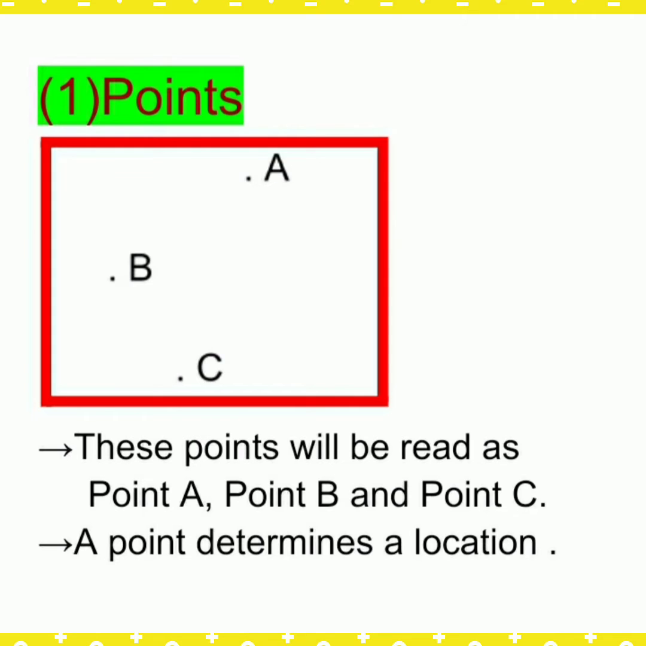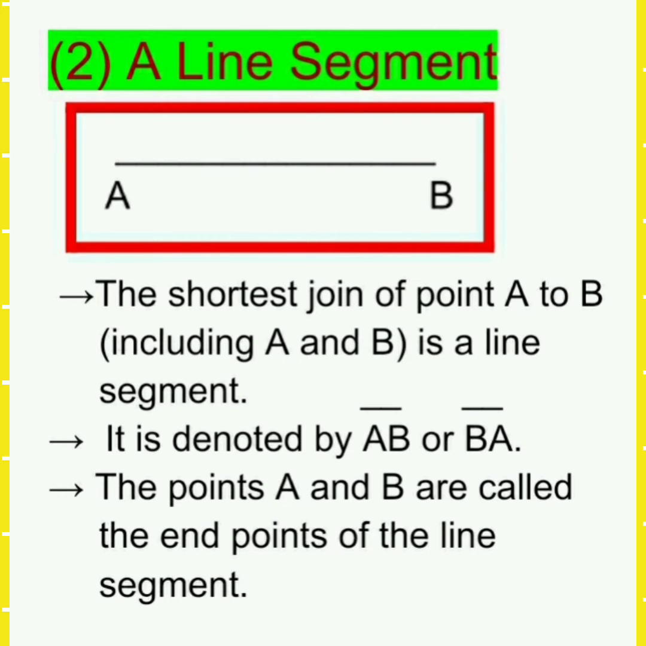Here you can see 3 dots. They are denoted by a single capital letter like A, B, C. Okay? And these points will be read as point A, point B and point C. Next, coming to line segment.